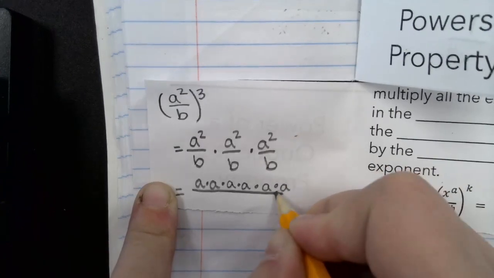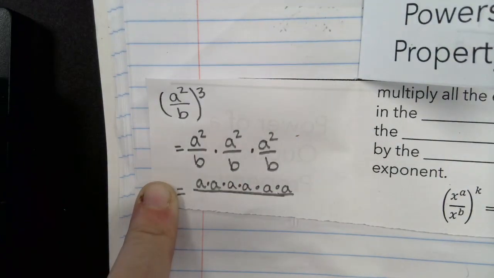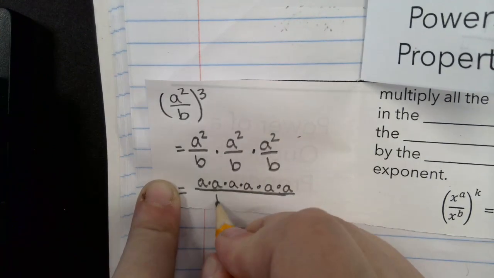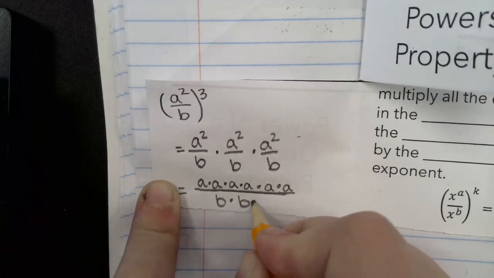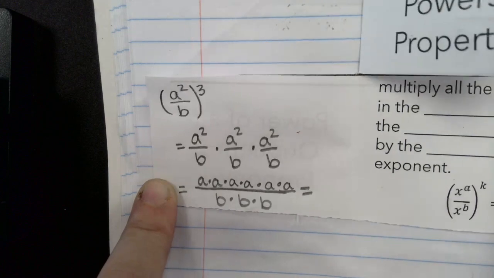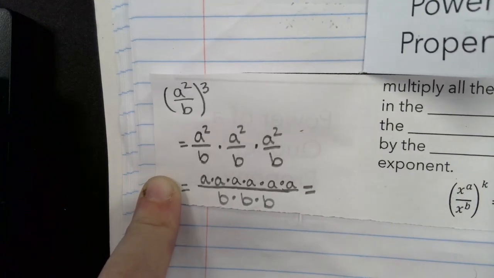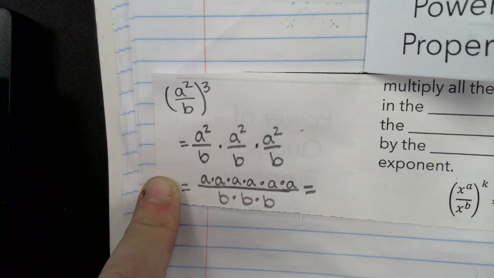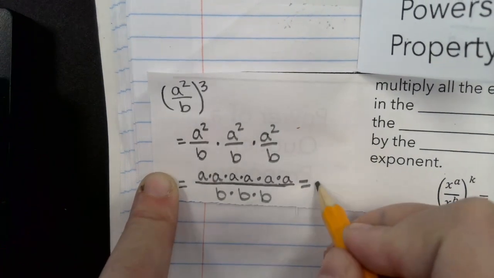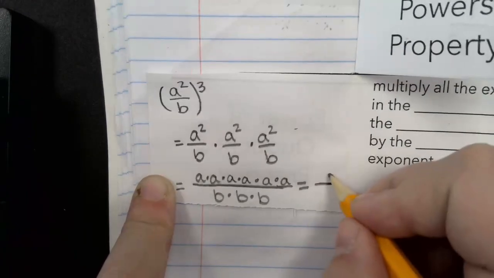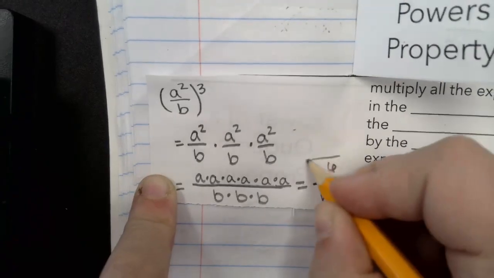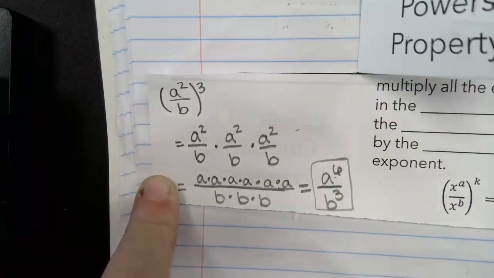When we multiply fractions, we just multiply all the numerators, and then we multiply all the denominators. How many b's do we have on the bottom? 3. All right, so how many a's do we end up on the top with? 6. And how many b's on the bottom? 3. So we end up with a to the 6, b to the 3rd power.